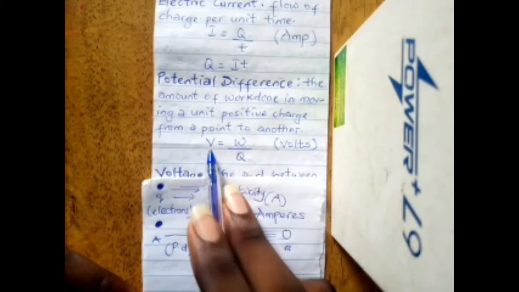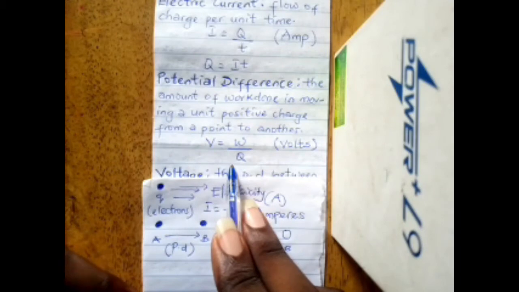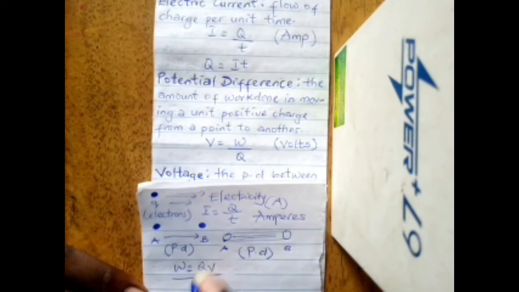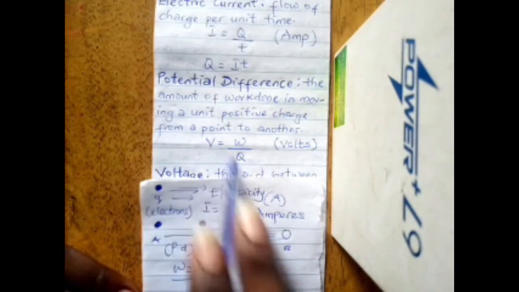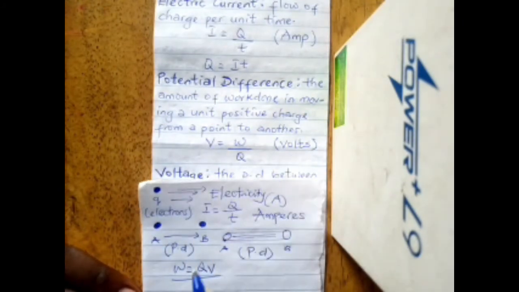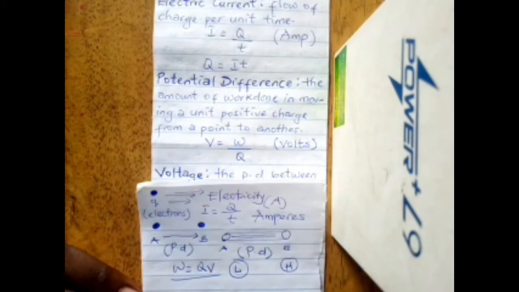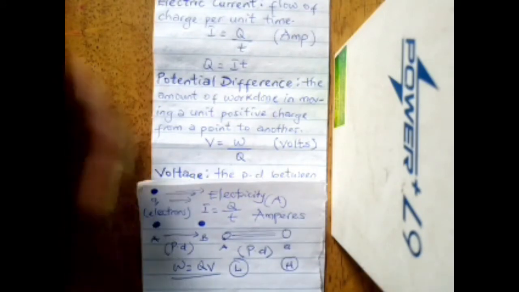The potential difference is given as the work done over the charge, because it is the work done moving that charge from point A to point B. So our work done can be given as the charge times the potential difference. The unit for potential difference is the volt. In most cases, the work done is used for moving a charge from a point of lower potential to a point of higher potential.